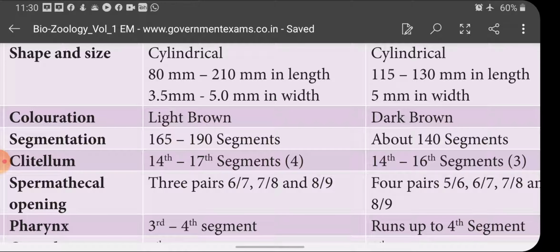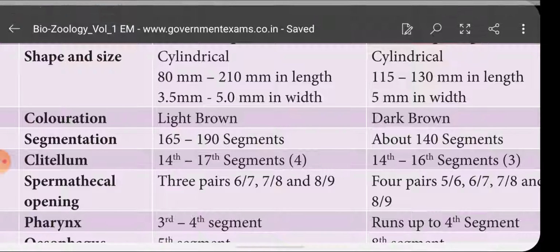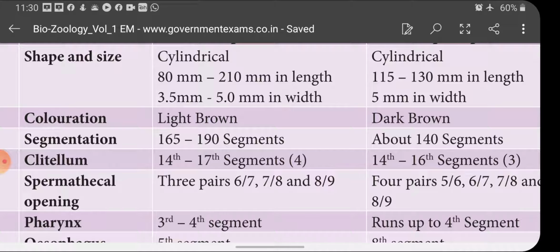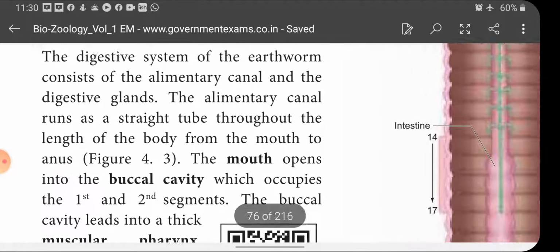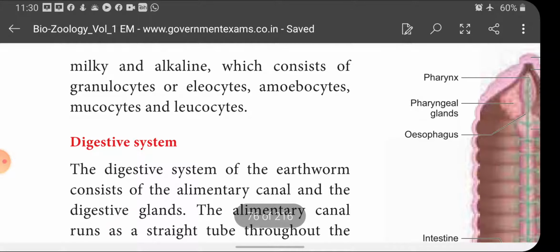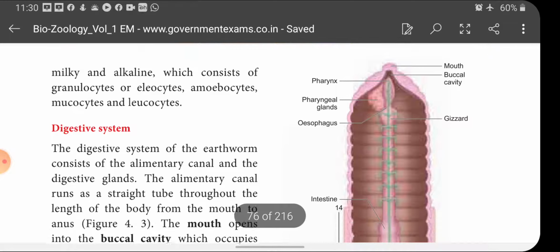Since we have more lessons and a short period of time, I want to go a little fast. Please go through it by yourself, children. Next I will start with the digestive system of earthworm.